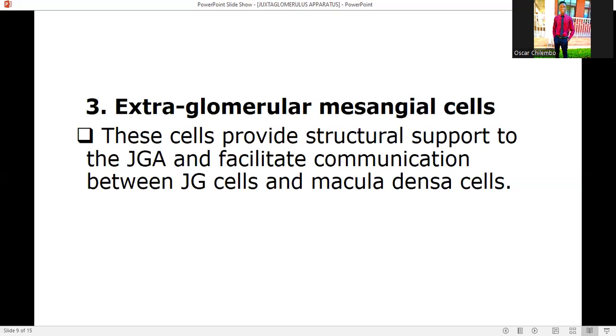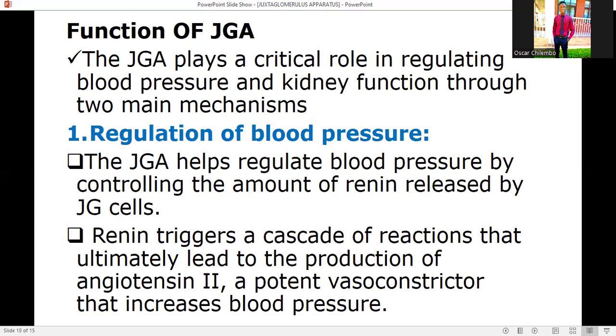If they tell you to describe what the juxtaglomerular apparatus is, you need to state that there are three major components: the juxtaglomerular cells, the macula densa, and the extraglomerular mesangial cells. Then you describe what each of the three does in the system. The extraglomerular mesangial cells provide structural support to the juxtaglomerular apparatus and facilitate communication between juxtaglomerular cells and the macula densa cells.